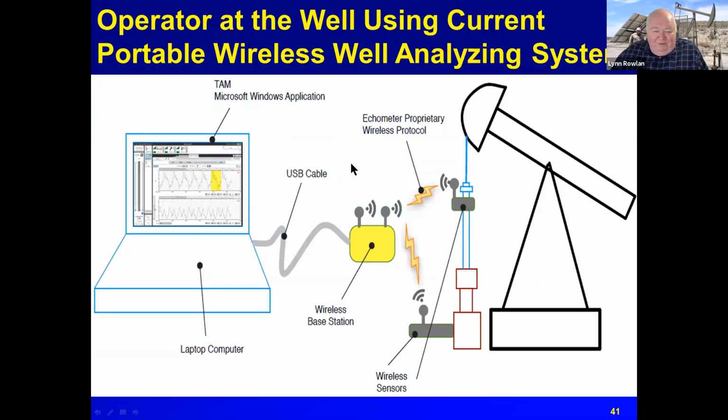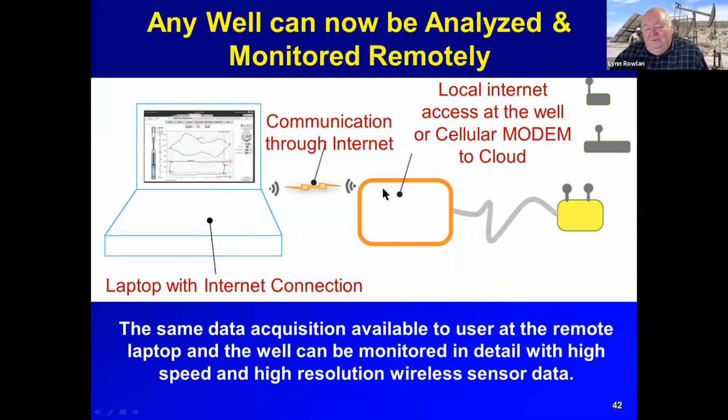One of the things that we're developing now is something we call a remote asset monitor. We replace the person at the well; he's not really at the well, he's back at the office. We leave a device called a RAM out at the well, hooked to the base station. This device can access the internet through a cellular modem or internet access. Then you can do the same thing from your office that you can do at the well. But here you can schedule tests and collect data over a period of time.